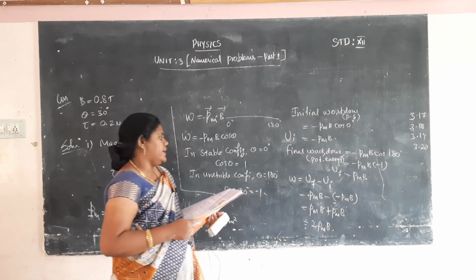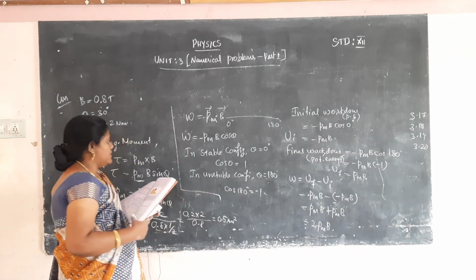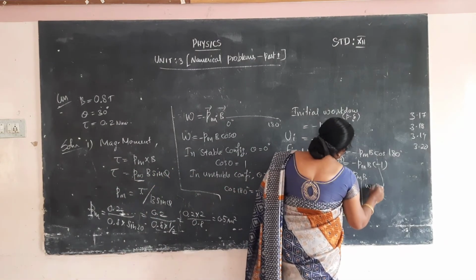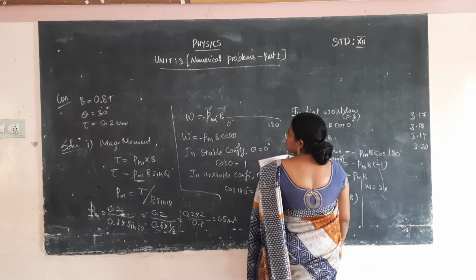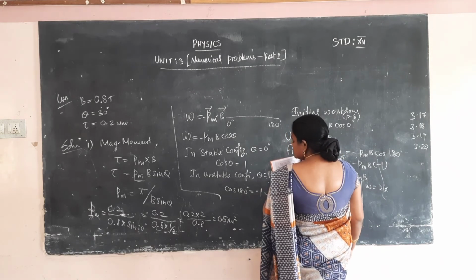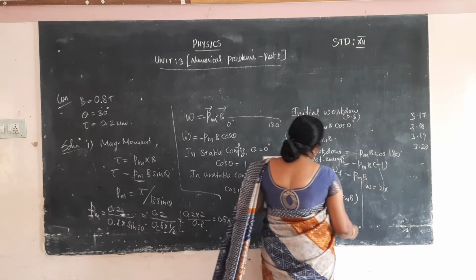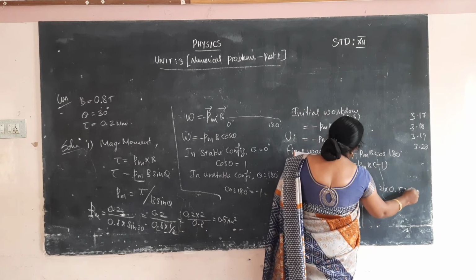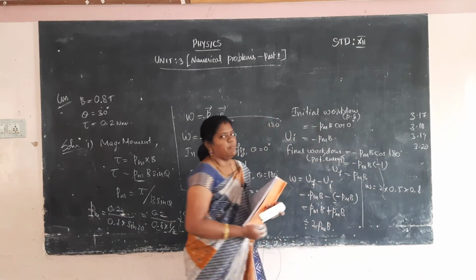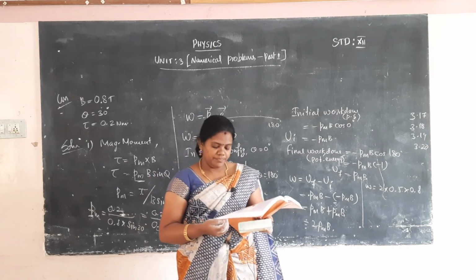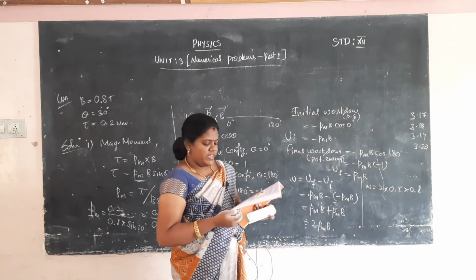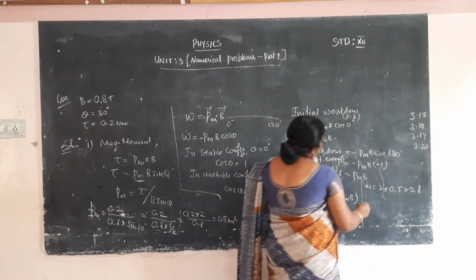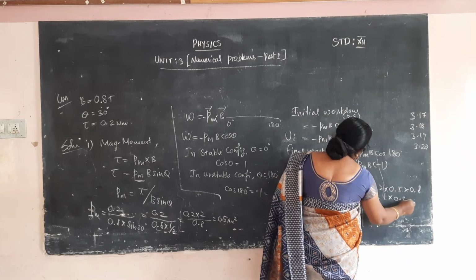Now substitute the PM value and B value. So work done is equal to 2 into PM value. What's the magnetic moment value? That is 0.5 ampere meter square. So 0.5, and B value is 0.8. So multiply 2 into 0.5 into 0.8. 2 into 0.5 is 1, so 1 into 0.8 is 0.8.